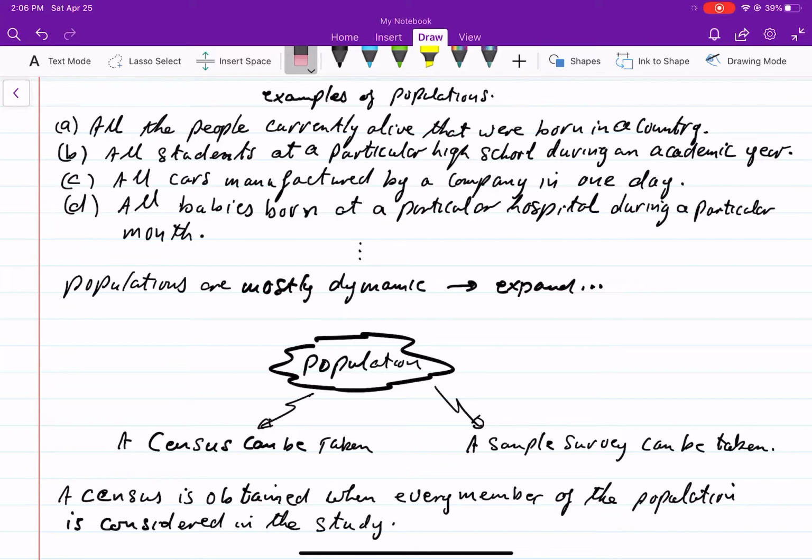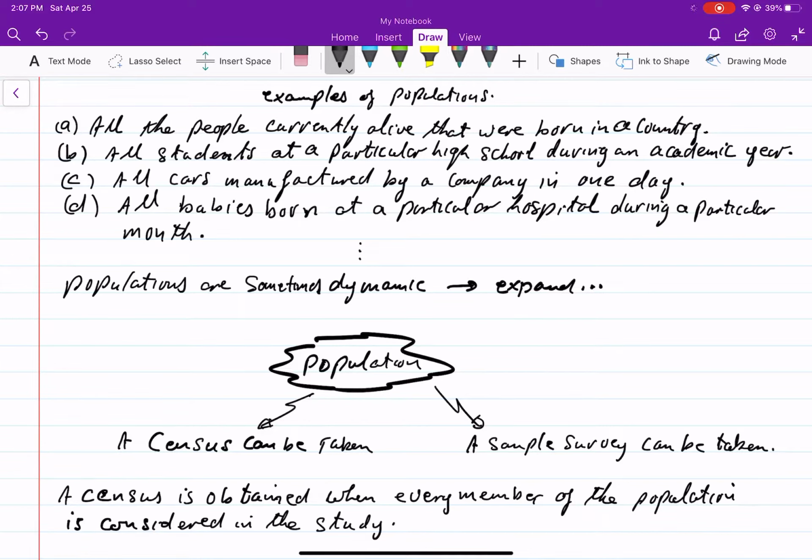The second one, this is about people as well. All students at a particular high school during an academic year. The third case, all the cars manufactured by a company in one day. Fourth example of a population, all the babies born at a particular hospital during a particular month. Populations are, I know I said mostly here, but I should say are sometimes dynamic. What do I mean by that?